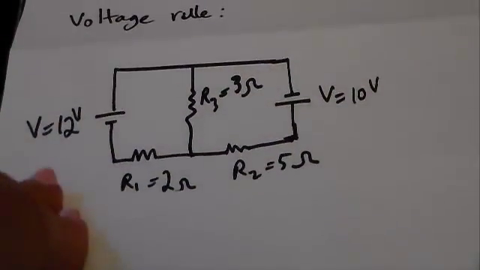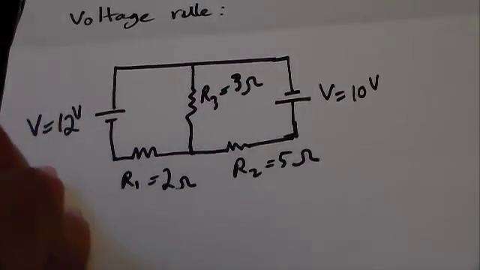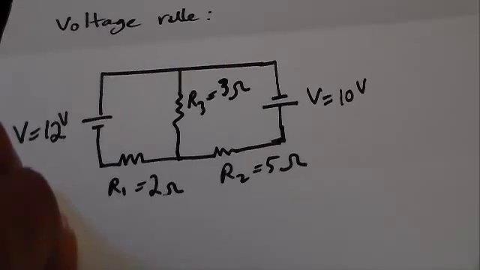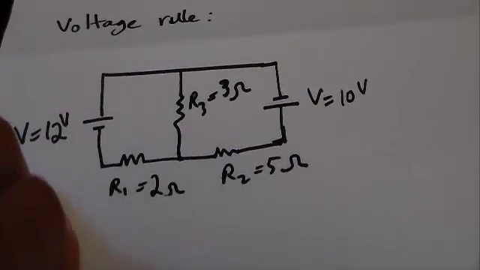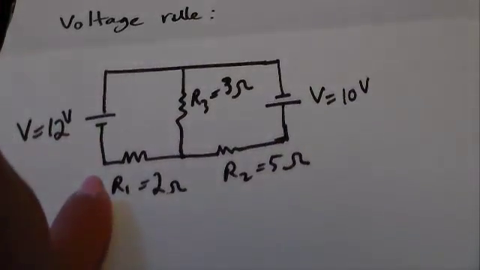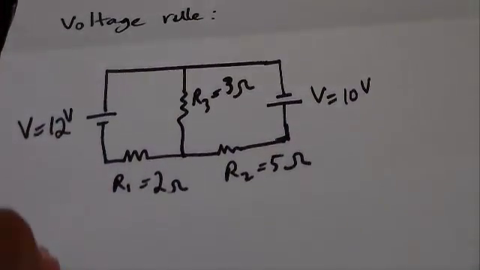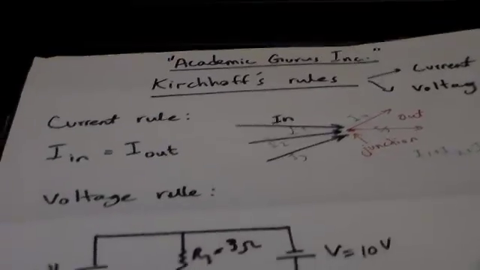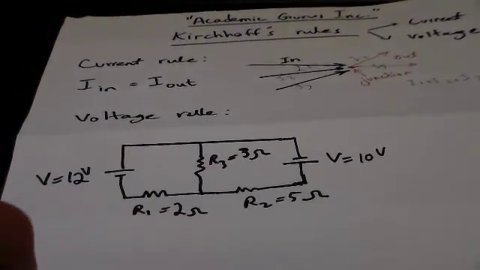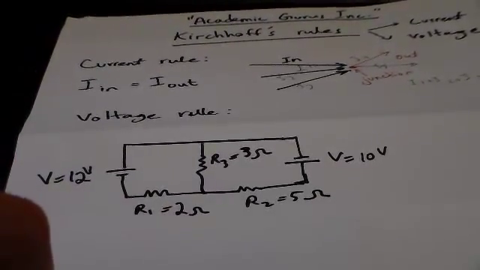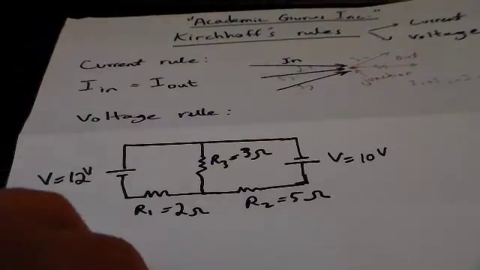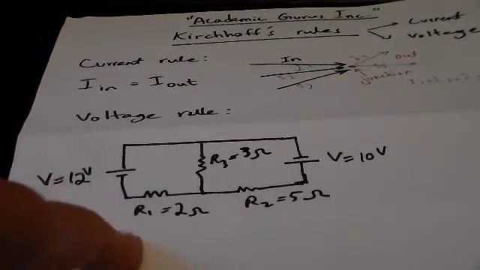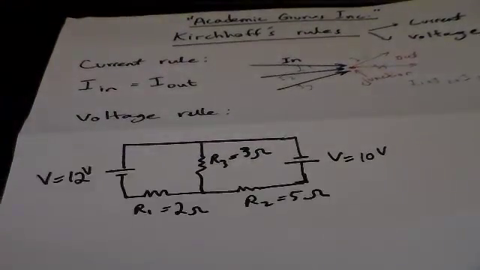So hopefully that makes it a little bit more meaningful. But let's apply these two rules in an example. Let's keep this as an example, and apply the current rule and the voltage rule, and see how these actually work out, and how we can justify the negatives and the positives that we use, all that sort of stuff.